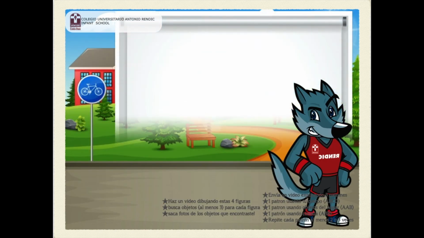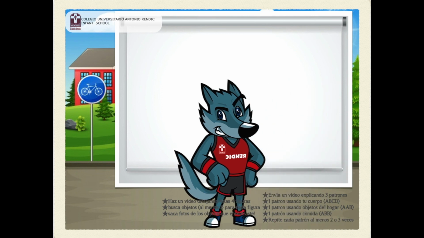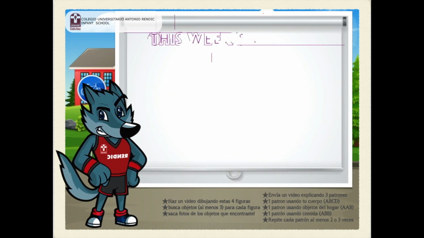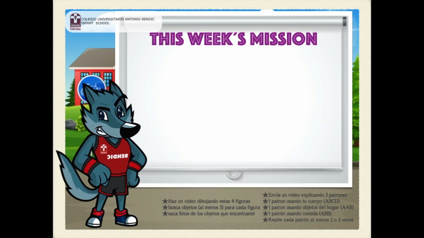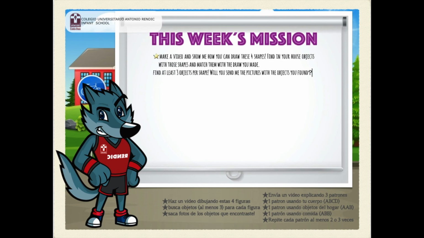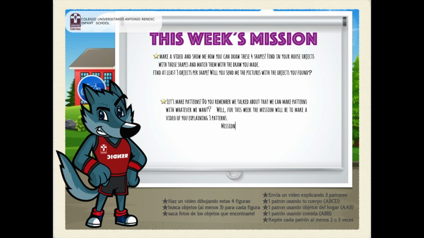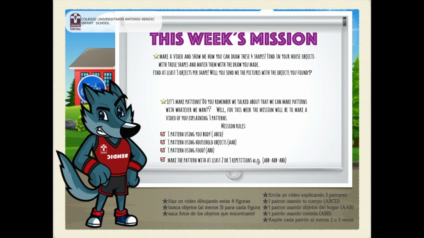Okay guys, now that you are an expert on shapes and patterns, I will give you a new mission for this week. Make a video and show me how you can draw these 4 shapes. Find in your house objects with those shapes and match them with the drawing you made. Find at least 3 objects per shape. Will you send me the pictures with the objects you found?